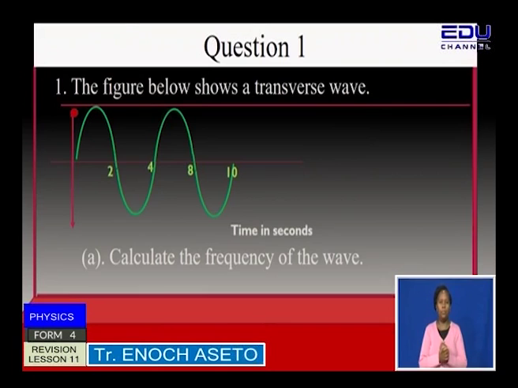The topic today is Wave 1 and 2. I would go straight away and look at the questions that can be set or are part of Wave 1 and Wave 2. Question 1: the figure below shows a transverse wave. Calculate the frequency of the wave.